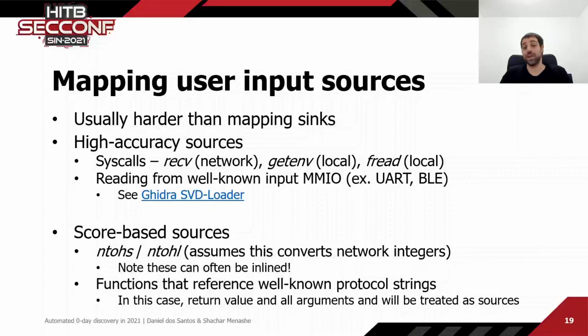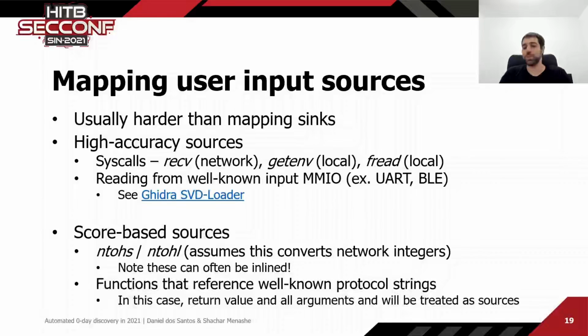And there's also, for example, if there's a function that references a lot of well-known protocol strings, which I'll show an example of in a second, then we also regard the arguments of that function as possible user input sources, and also the return value of that function, because we see that the function is messing around with a well-known network protocol. So an example for that, I took just two examples from random binaries.